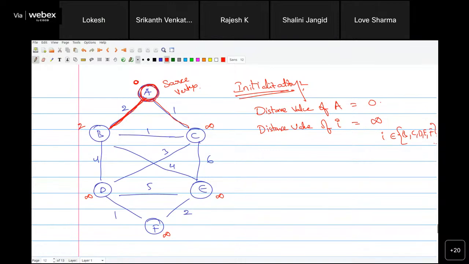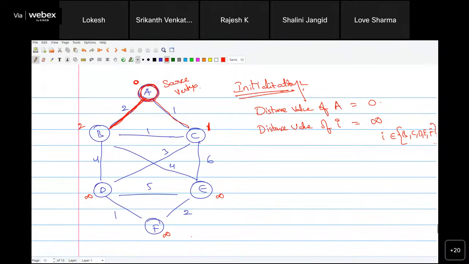Similarly, I will update the other adjacent vertex, which is C. The minimum of 1 and infinity will be 1. So in the initial stage, in the first step, I have updated the adjacent vertices of A.